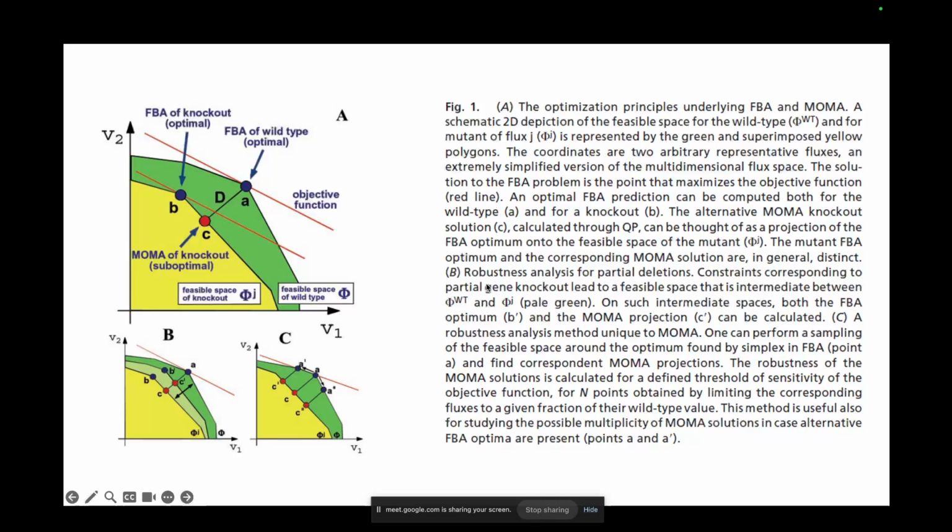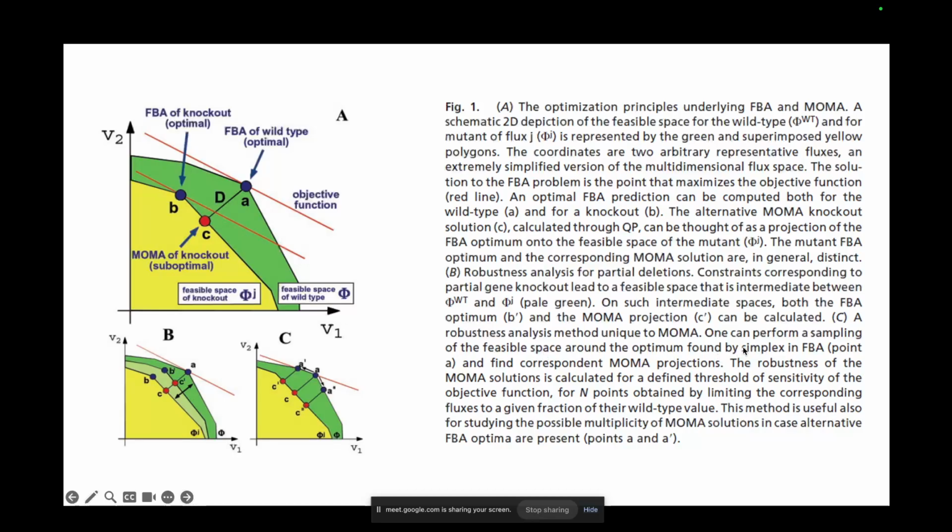Robustness analysis, if you do it for these particular deletions, so you put constraints corresponding to partial gene knockout, leads to a feasible space that is intermediate between the yellow and the green. On such intermediate spaces, both the FPA optimum and the MoMA projection can be calculated, and the robustness analysis method is unique to MoMA.